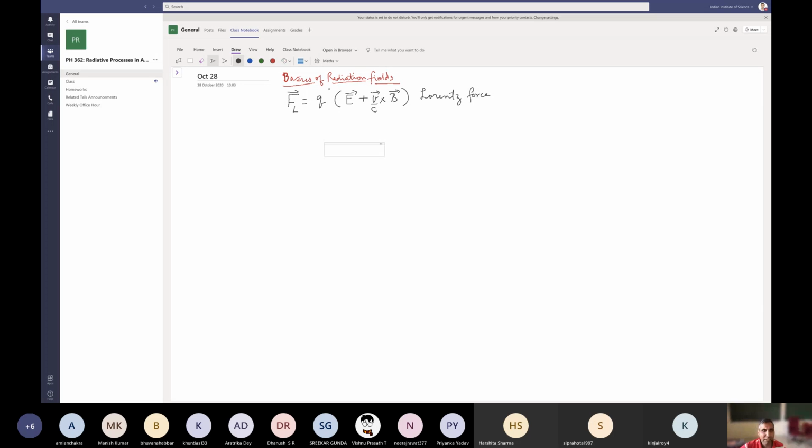So this is the electromagnetic force felt by a particle of charge q moving in this electromagnetic field given by E and B with velocity v. Right, so if this is the force, we can write the equation of motion as dp/dt equal to the Lorentz force. So this is Newton's law.